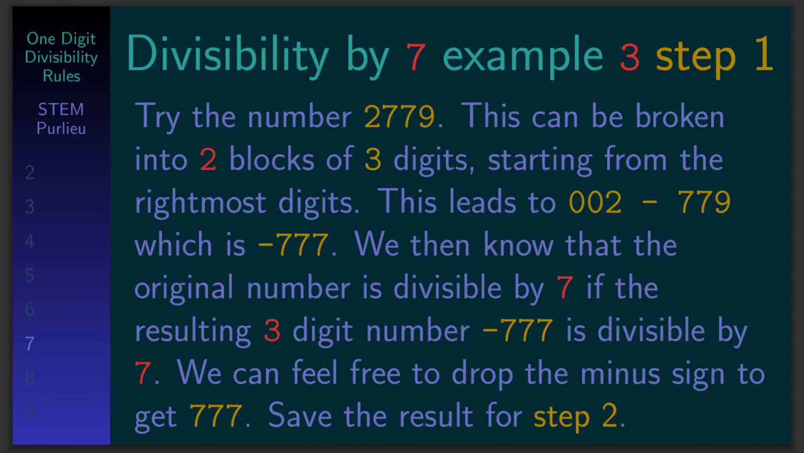Now let's try the number 2,779. This can be broken into 2 blocks of 3 digits starting from the rightmost digits. This leads to 002 minus 779, which is minus 777. We know that the original number is divisible by 7 if the resulting 3-digit number, minus 777, is divisible by 7. We can feel free to drop the minus sign to get 777. Save this result for step 2.